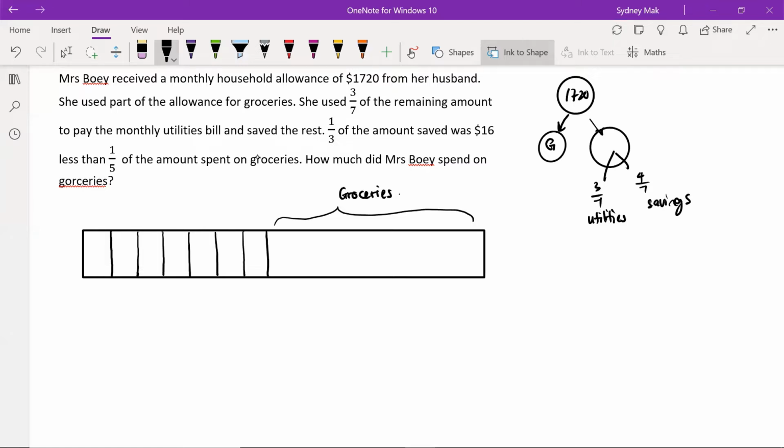Now, out of the 7 parts, 3/7 is for utilities. So 3 parts out of the 7 parts, let's label it, that is for the utilities bill. And then the 4 out of 7 parts is for the savings. And then it says that 1/3 of the amount saved, that means from the savings we just need to take 1/3. But for the savings, we have 4 units. How am I going to take 1/3 out of these 4 units? Very simple. We shall just divide each little unit into 3 parts.